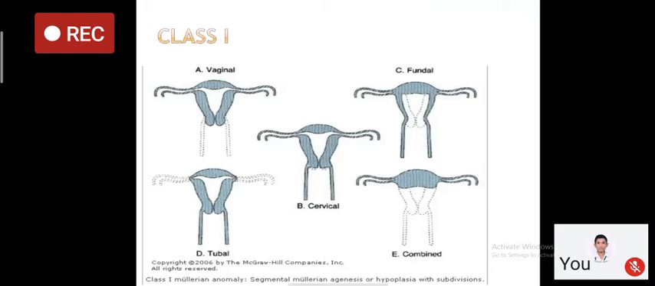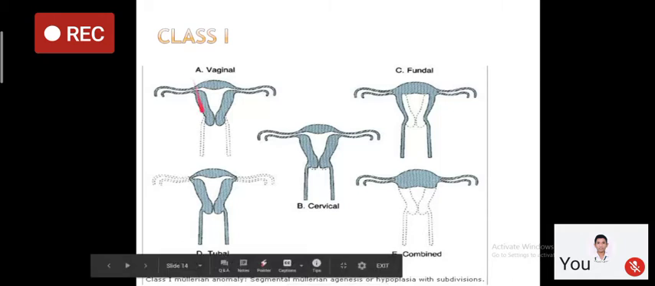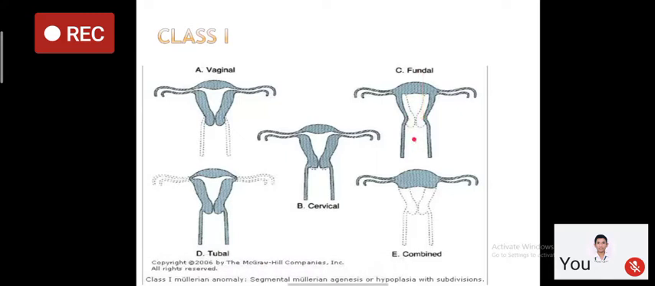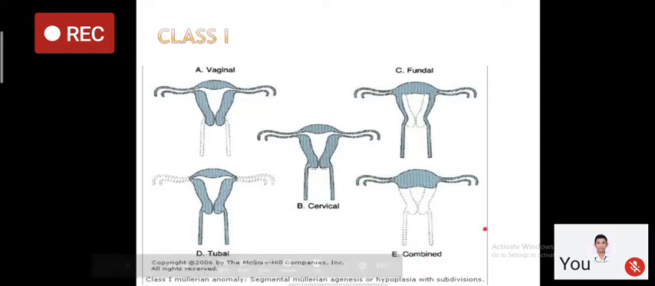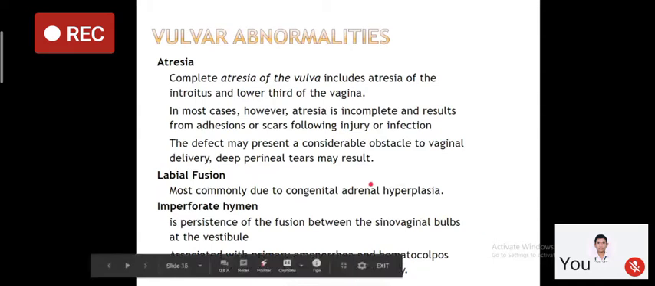So this one is class 1. In this class 1, there is complete vaginal agenesis. There is fundal, only the fundus is available, the rest is not properly canalized. There could be cervical, the cervix is absent, the tube is absent, or it could be the combined lower part is absent. Okay. So what are vulvar abnormalities?